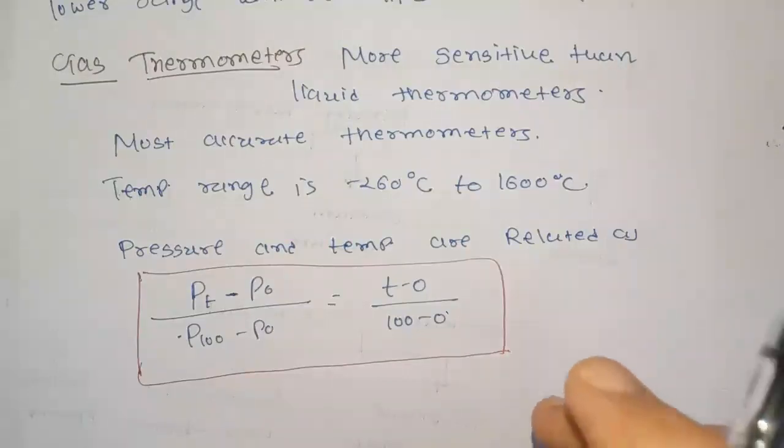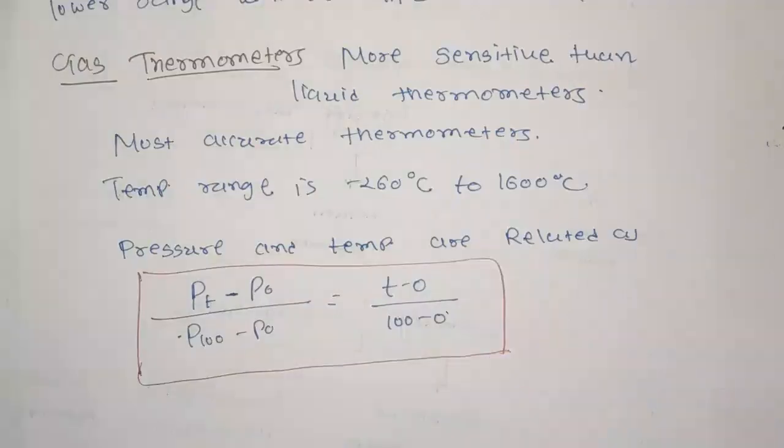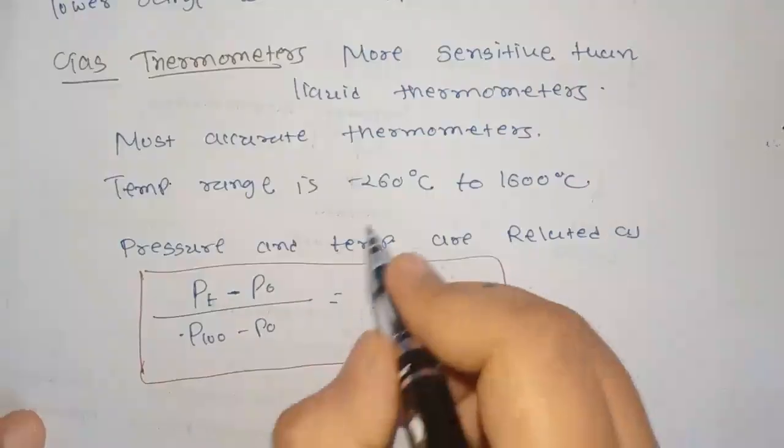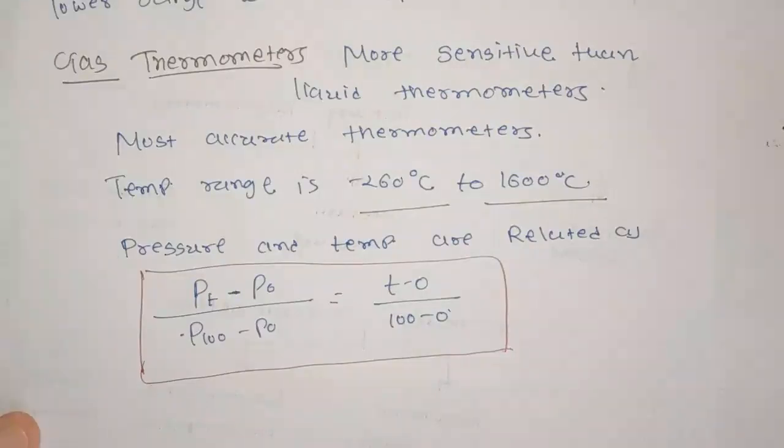But the major disadvantage is that they take almost an hour to record a given temperature, and that's why we use a lot of secondary thermometers. The temperature range is minus 260 degrees Celsius to 1600 degrees Celsius. The gas thermometers are based on the ideal gas equation that we will see.